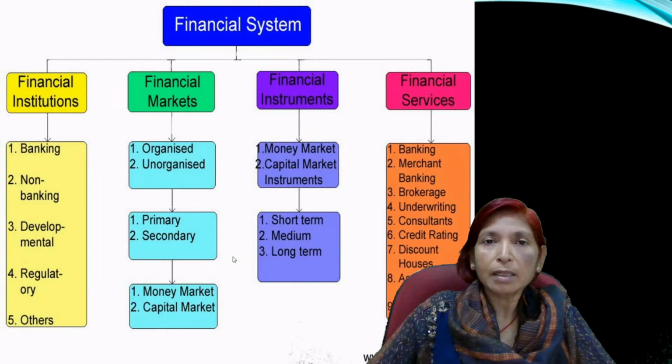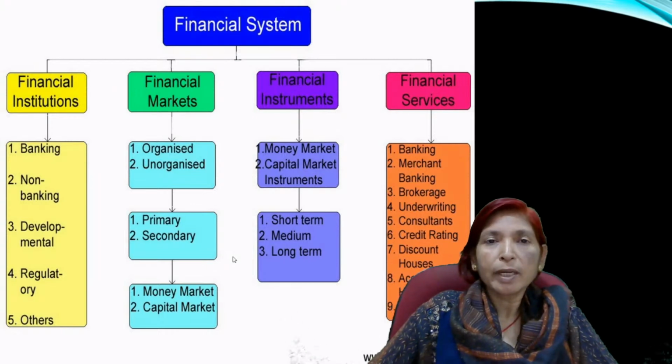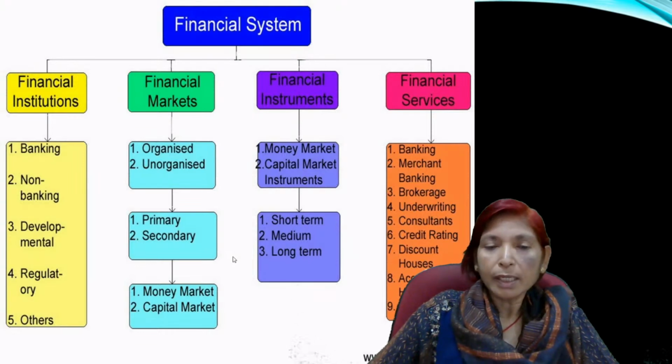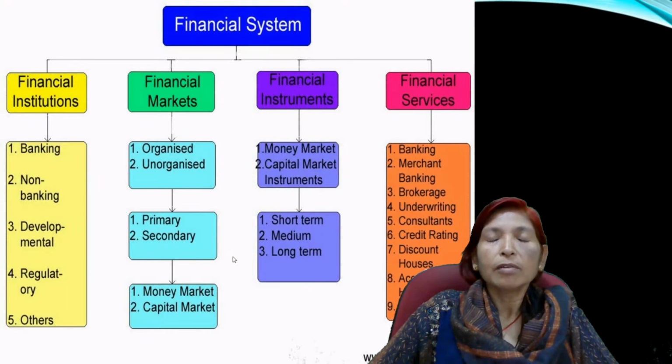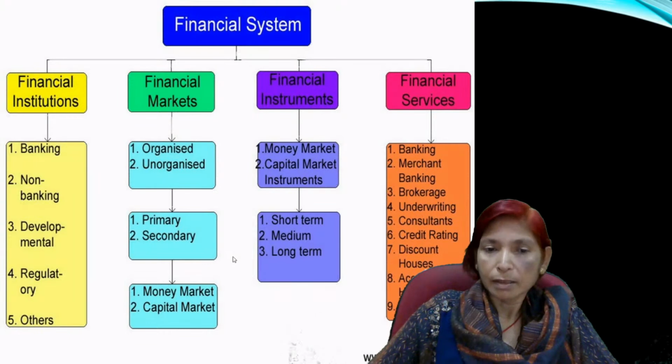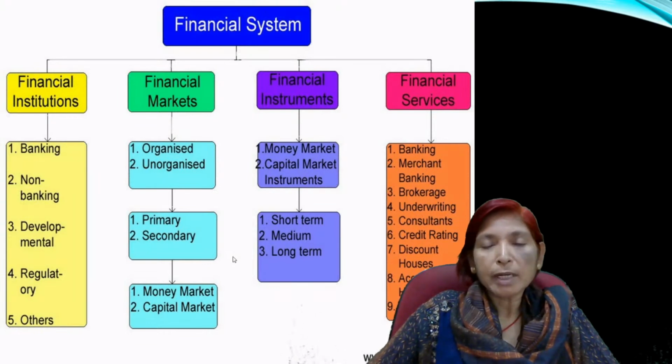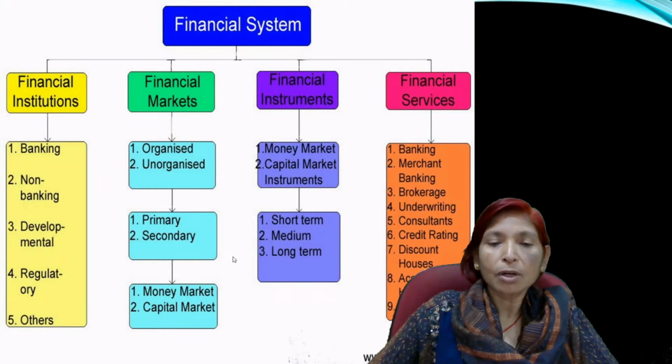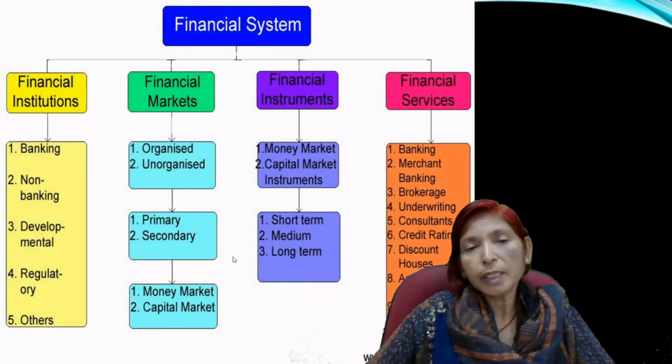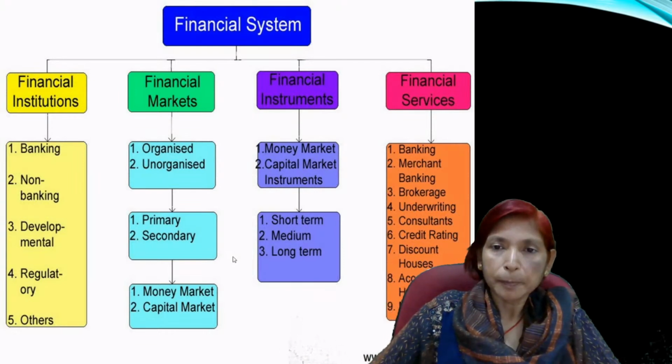One is the money market instrument. In money market instruments we include treasury bills, commercial bills, certificates of deposits, etc. And in capital market instruments we include equity and debt, and also we include primary market, secondary market, derivative market, etc. So money market and capital market instruments are based on short time period, medium time period, and long time period.